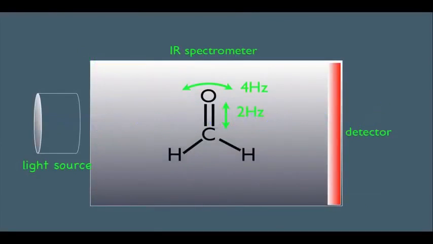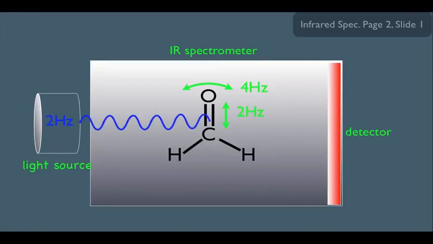Now, let's see what happens if we go back to our light source, and now let's set it at 2 Hz frequency light. If we shine this at the molecule, the molecule will actually absorb light at that frequency. And this right here is key to understanding how this machine works. Notice the frequency of the light that's being absorbed, 2 in this case, matches the frequency of the stretching.